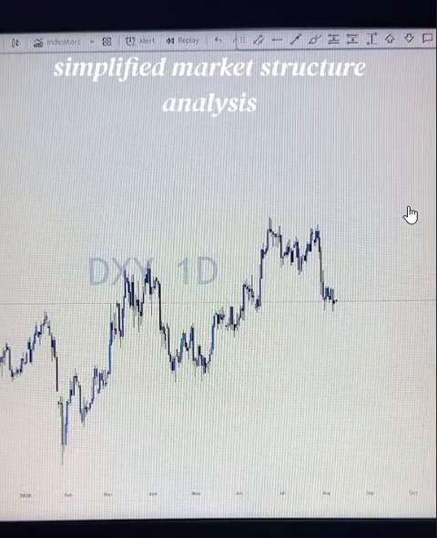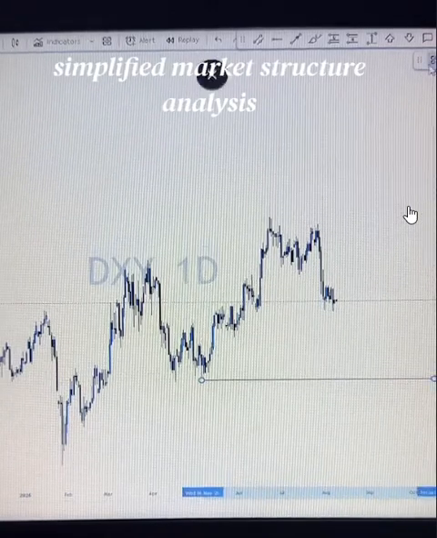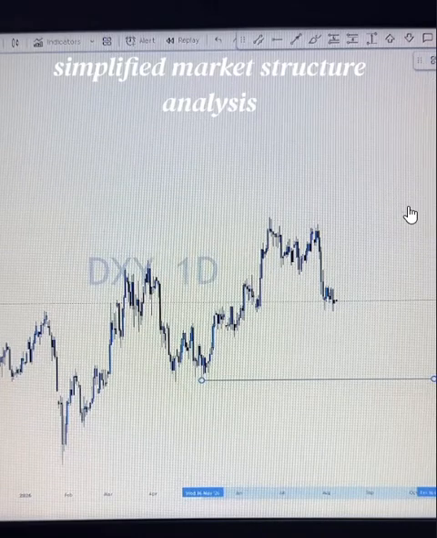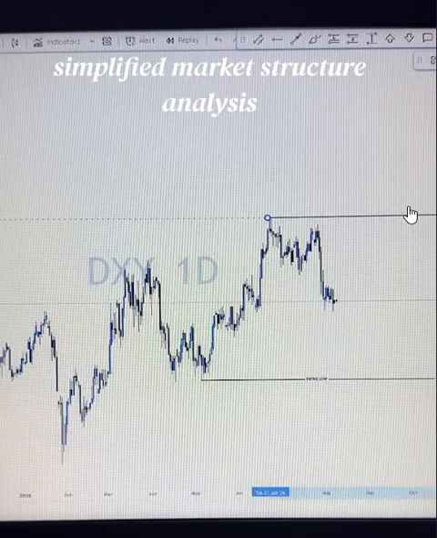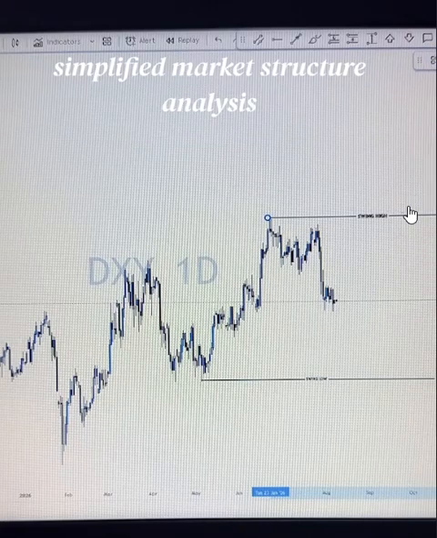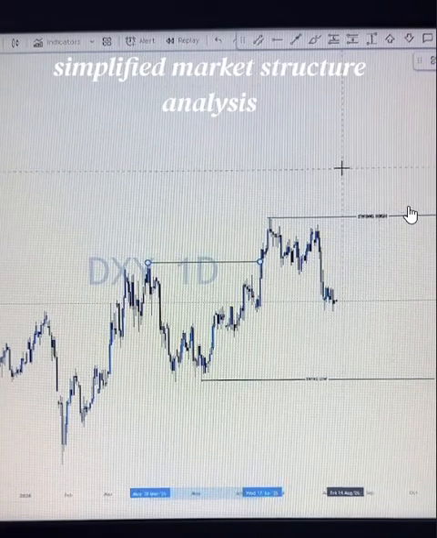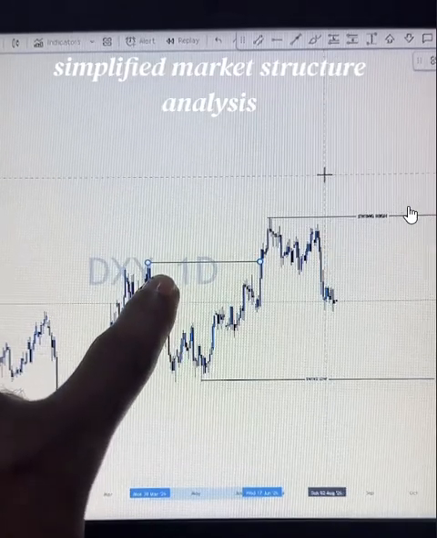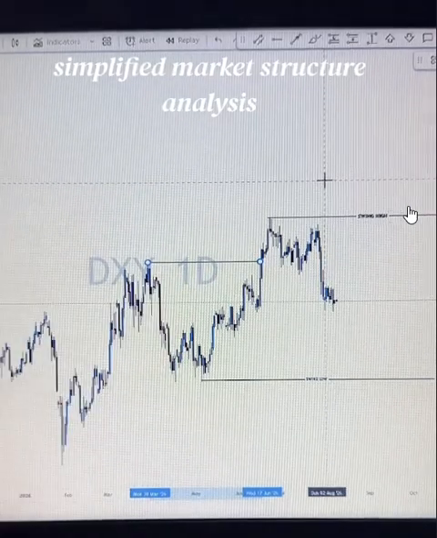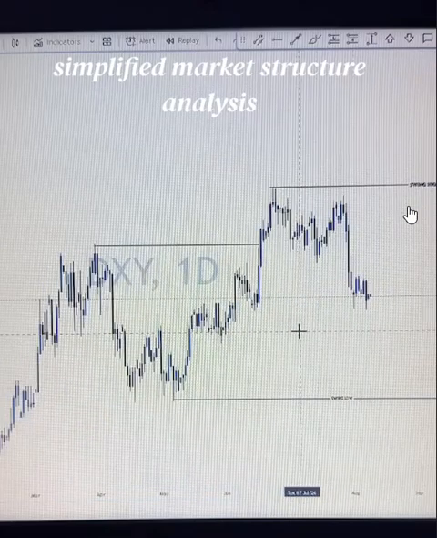All right. So what do we do? We mark the low, swing low. We mark the high, swing high. We mark the breakout. Are you seeing it? Now, what do we call this market range?